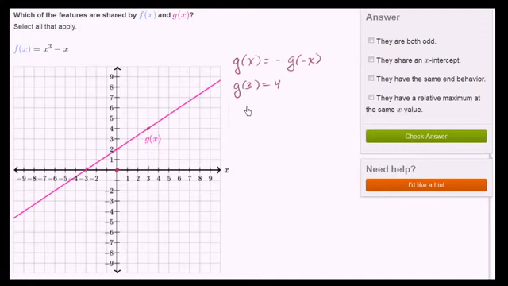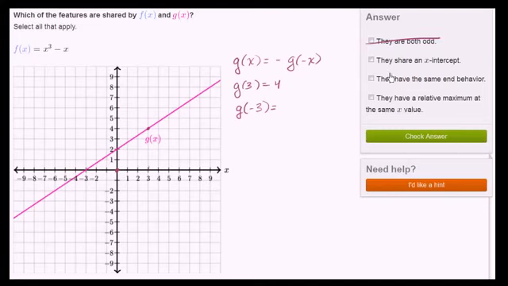In order for it to be odd, g of negative 3 would have to be equal to negative 4. But we see that g of negative 3 is not equal to negative 4. So this one is definitely not odd. So this statement can't be true. They both can't be odd.